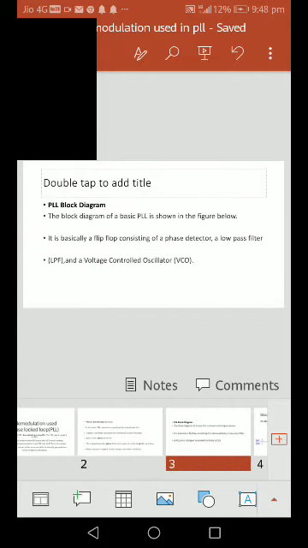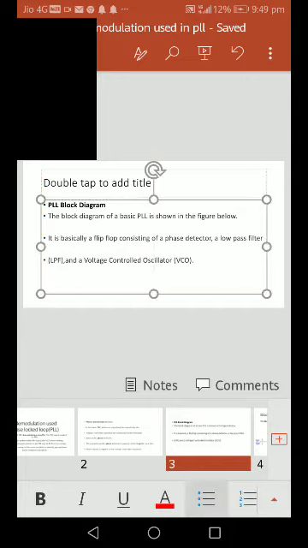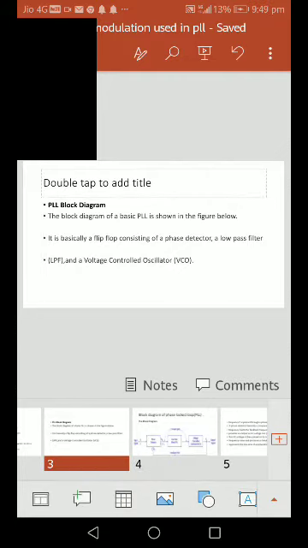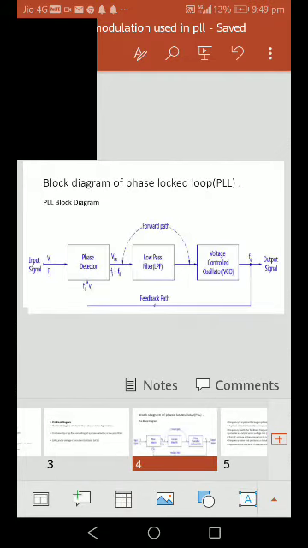Then we have the PLL block diagram, consisting of the basic PLL as shown in the figure. Basically, the phase detector consists of flip-flop circuits. Another one is a low pass filter LPF, and another one is the voltage controlled oscillator VCO. This is the block diagram of this PLL system.